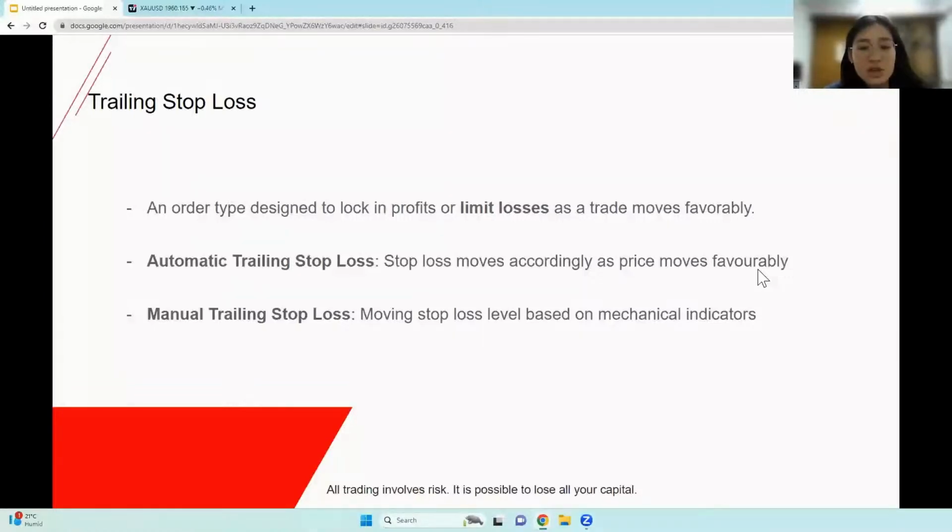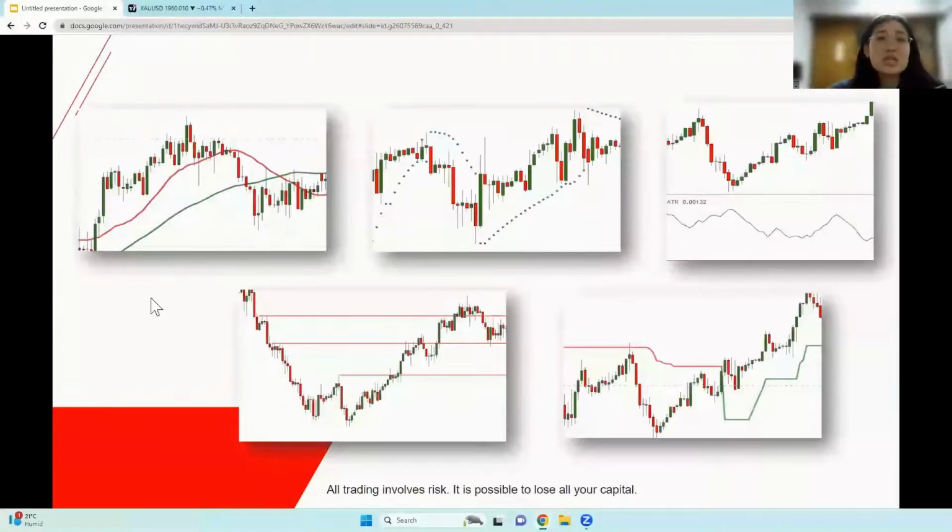But when the price stops going up, the stop loss price remains at the level that it was dragged to. So it's an order type that's designed to lock in profits or limit losses as a trade moves favorably. Automatic trailing stop loss moves accordingly as price moves favorably. Manual trailing stop loss is moving the stop loss level based on mechanical indicators. Okay, so here are some of the indicators we're using.